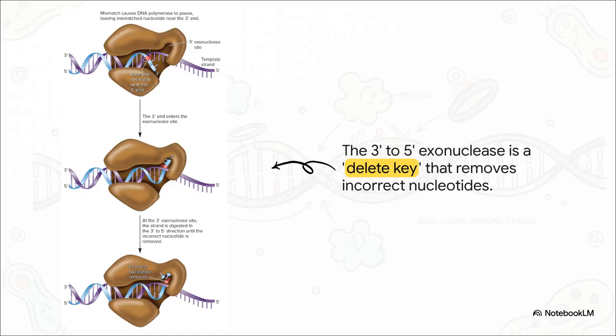And this proofreading function is just amazing. If DNA polymerase accidentally adds the wrong base, it can actually feel the mistake. It creates this little physical bump in the double helix. The enzyme then hits the brakes, shifts the end of the new strand to a different part of the enzyme, the 3' to 5' exonuclease site, and just snips out the wrong nucleotide. It is literally a delete key that allows the polymerase to fix its own typos as it goes along.